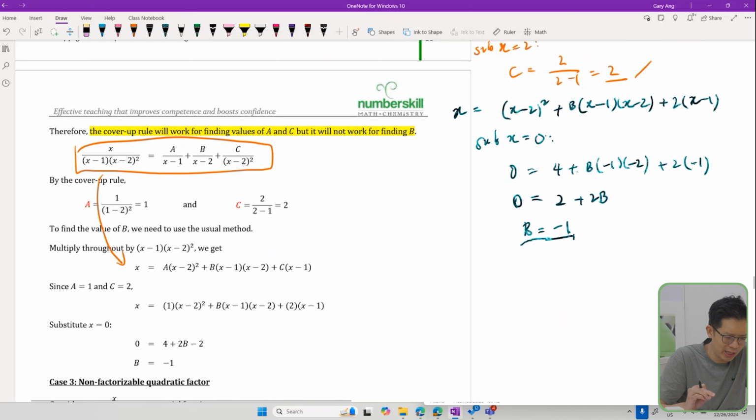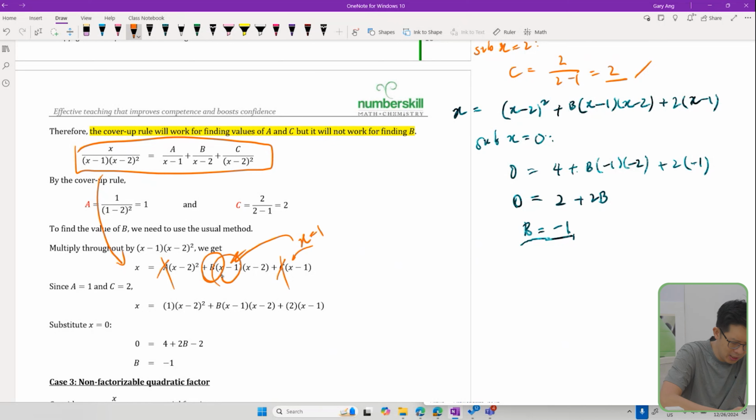Let's understand why the cover-up rule doesn't work for B. Now let's think, guys. If I want to find B, of course the mission is to get rid of C and to get rid of A, the way we did previously. The bad news is, in order to get rid of C, you need to put in x equals 1, and C will be 0. That's the whole idea. However, when you put x equals 1, your B is also gone because there's an x minus 1 multiplied by B over here. So when you get rid of C, you've effectively gotten rid of B at the same time.